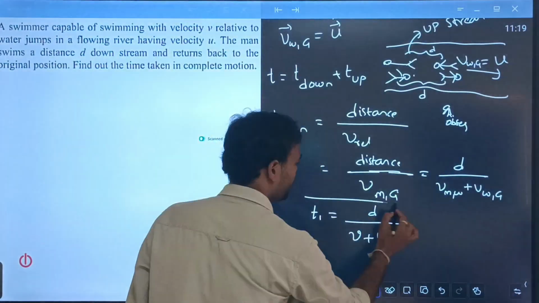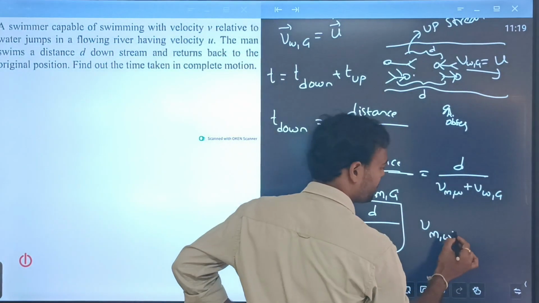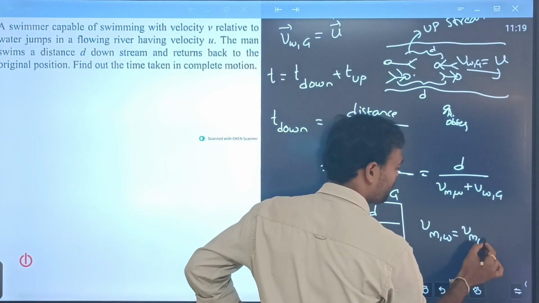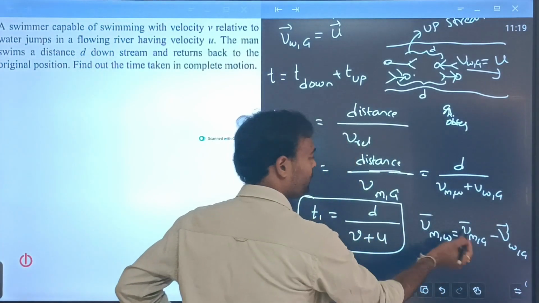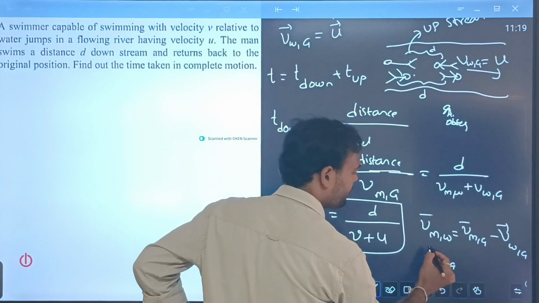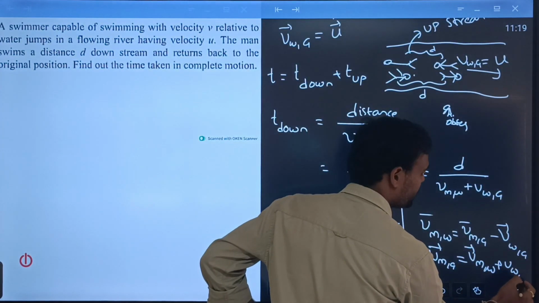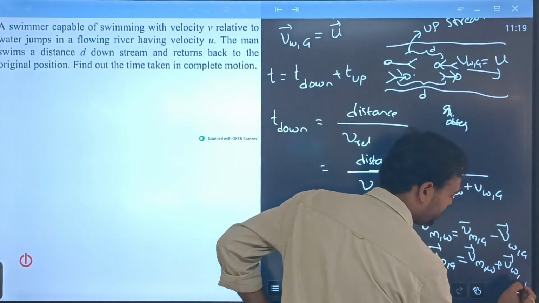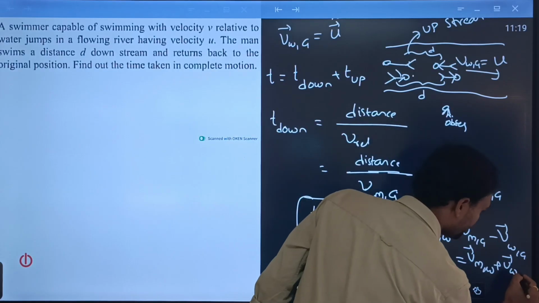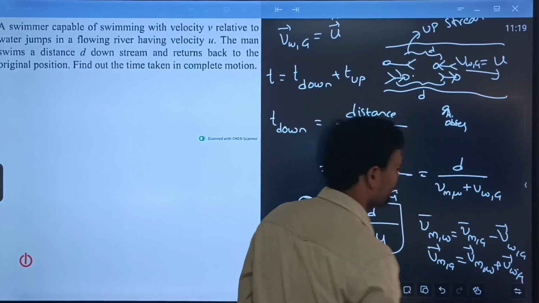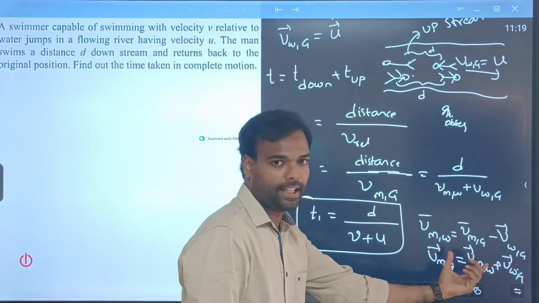This is the t1 value. And how we are taking this one: velocity of man with respect to water is equal to velocity of man with respect to ground minus velocity of water with respect to ground. So, velocity of man with respect to ground is equal to velocity of man with respect to water plus velocity of water with respect to ground. For your clarity, I am representing again how I am writing this one.